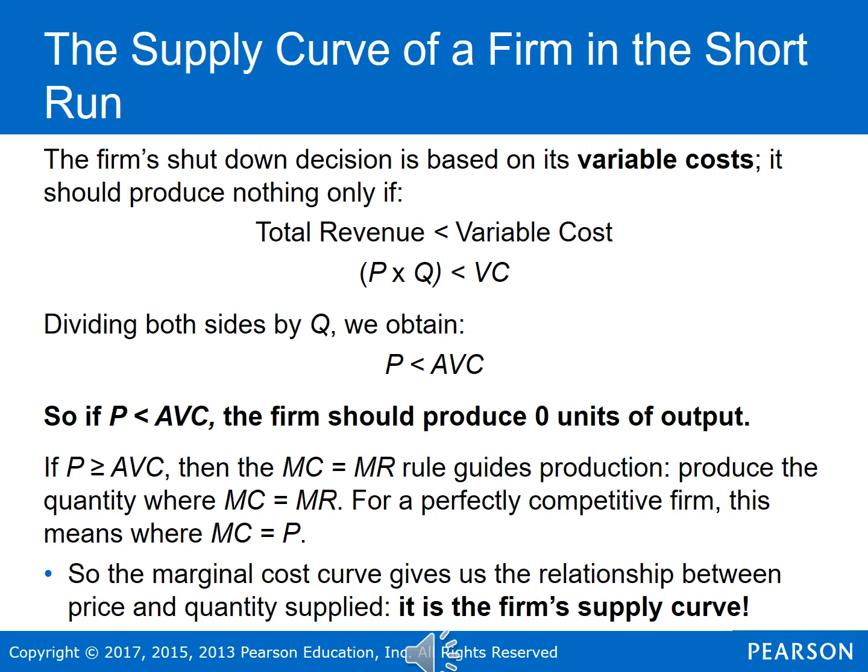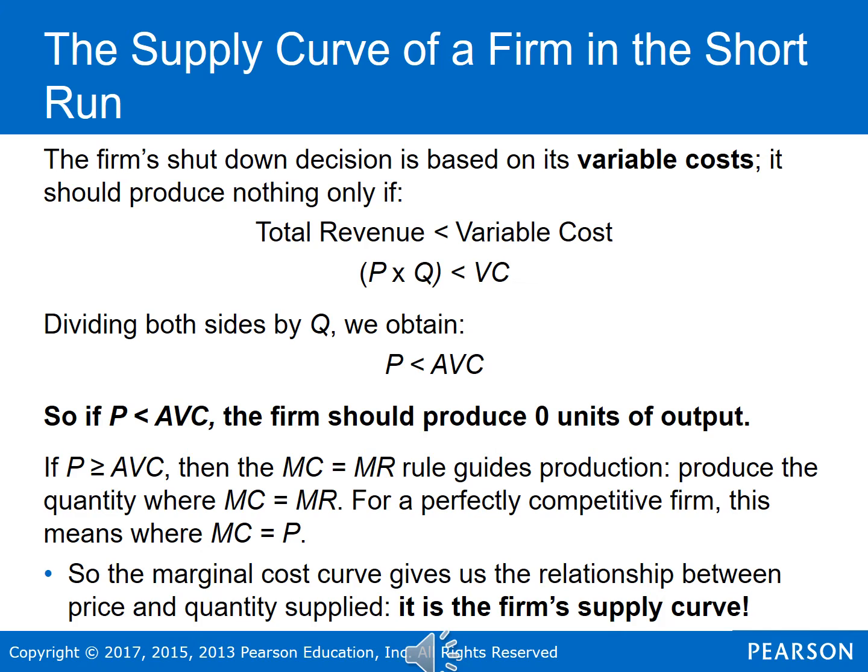If the price that they're receiving for the goods they're selling is less than the variable cost, then they're going to lose even more money by producing. If the price is greater than the average variable cost, they'll make money above their variable cost. So they'll be able to pay off some of their fixed cost. In that case, the firm should produce some goods.